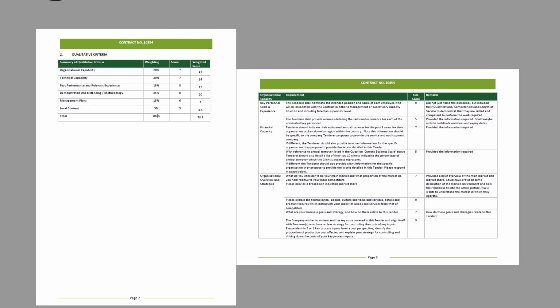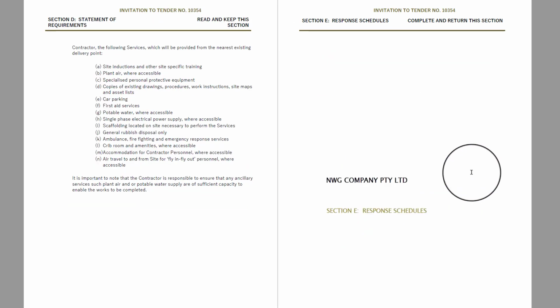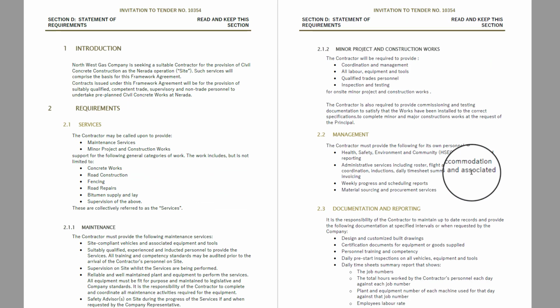Now, if we go to the request document itself, so this is the request document. I'm just going to go back here. This is the statement of requirements. So they've spent a bit of time figuring out what they want. This is what it is that you're going to be providing to them. You may notice that there is some strange requests in there, and you think, well, that's a really poor way of doing it, or that's really dumb.